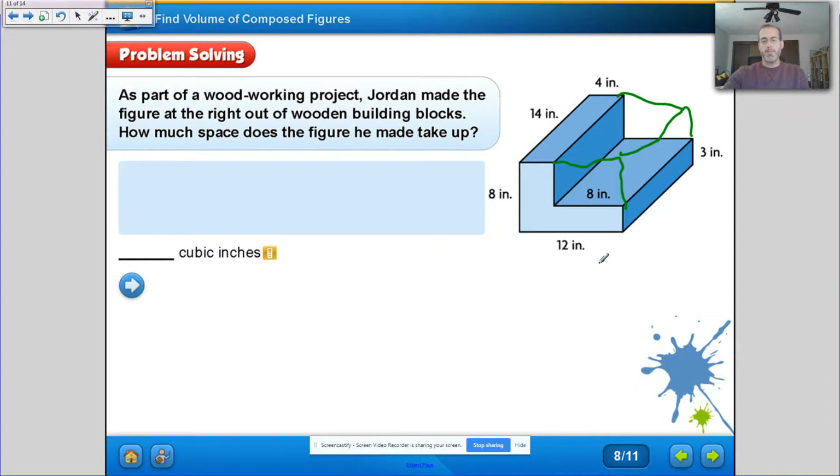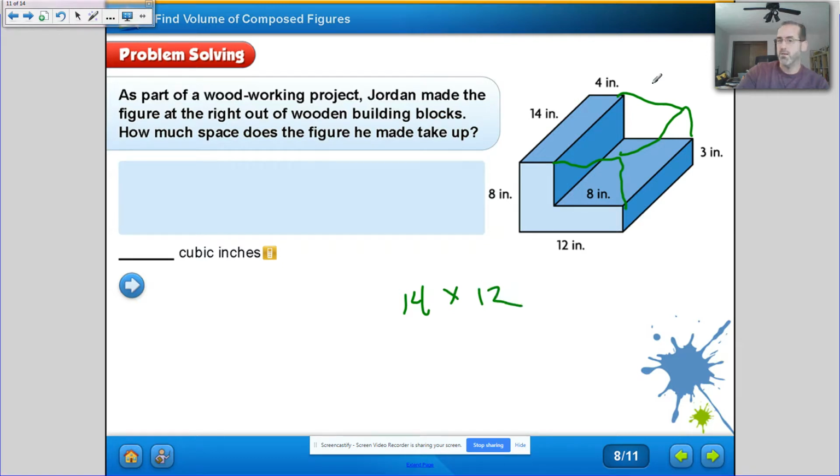What would this whole length be, the longest piece? Okay, the whole length is 14. And as I'm doing this whole rectangular prism now, this whole side is 14. What would the width be? The whole width is 12 across all the way.